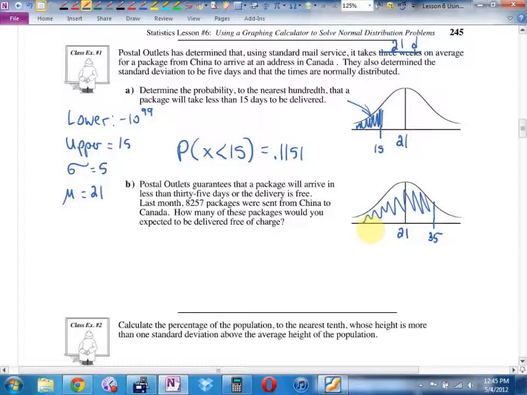Which ones will be free? The ones that get there sooner or the ones that get there later? I need to read this question really, really carefully. Actually, we want that area, because those packages took too long to get there. What percent of the packages will that be? And then once I know what percent that is, if I multiply by the number of packages total, that should tell me how many packages I'm going to be having to ship for free. Yeah? Good, go.